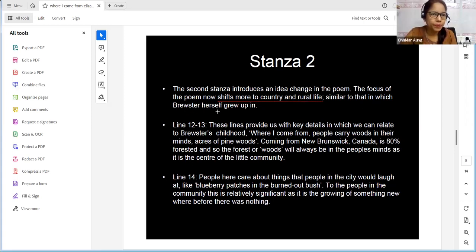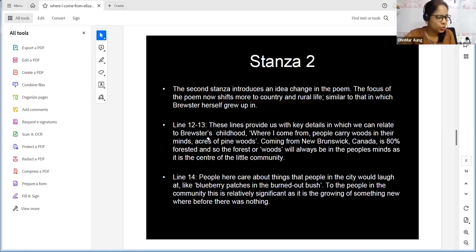The second stanza is more about the countryside. So according to the words, it is quite similar to the place where Bruiser grew up, right? So here, shifts, rural life, it means countryside, the same.